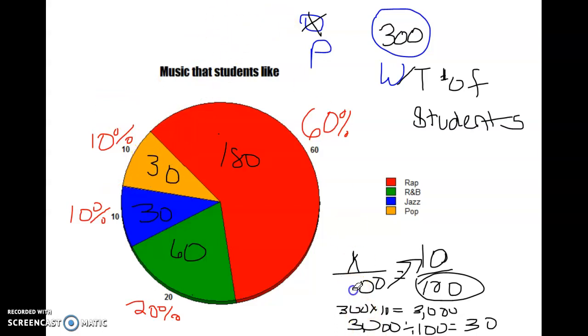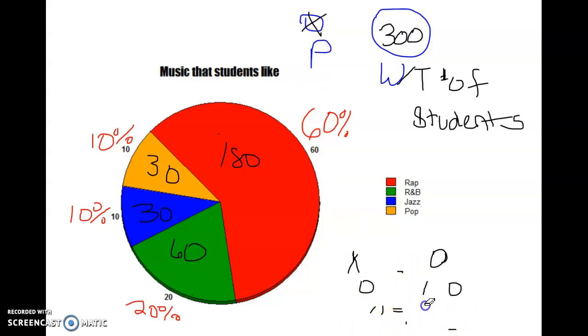So, again, my whole was 300. That was the number of students that were surveyed. My parts were the number of students that chose that music. I found that part out by using the percent because again, my percent is not the number of students that chose that music. It represents a portion of the students that chose that.